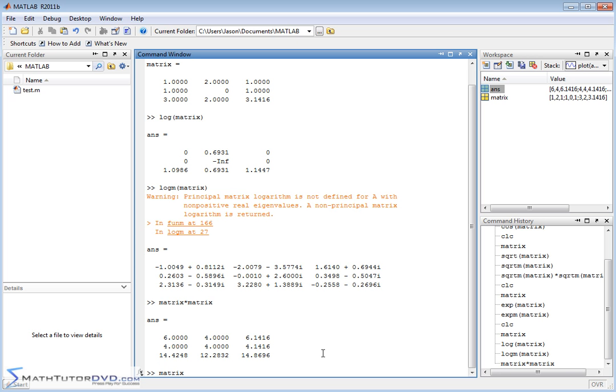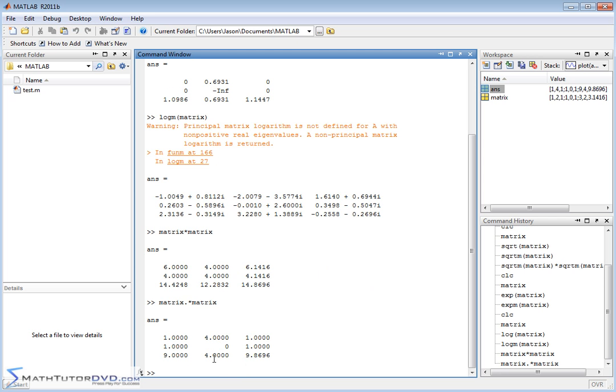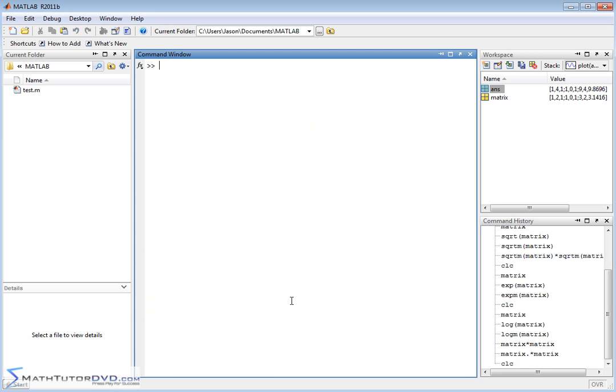But if you want element by element, you have to specify with the dot command that you want element by element, and you get a different answer if you do it that way, because multiplying element by element is totally different than the regular definition for matrix multiplication. Similar kind of thing with some of these built-in functions. It applies them element by element if you just use the regular function, but if you want the real definition, you have to put that m at the end there. Okay, let me show you a couple more things.